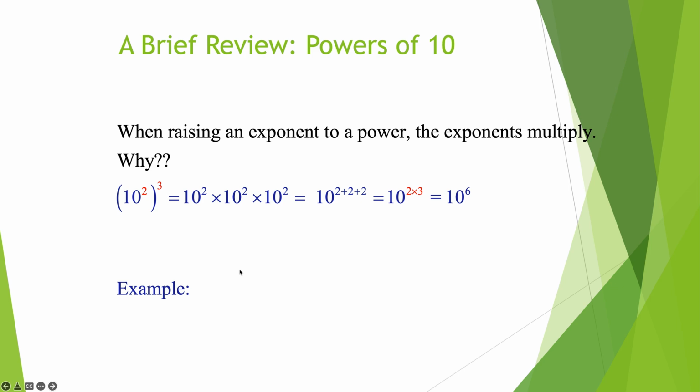So the next part is a brief review of the powers of 10. When you raise a power to a power, you multiply. 10 squared cubed means 10 squared times 10 squared times 10 squared. Remember, to cube something means to use it as a factor 3 times. So altogether, according to the rule, to add exponents, 2 and 2 and 2 is 2 times 3 or 6.